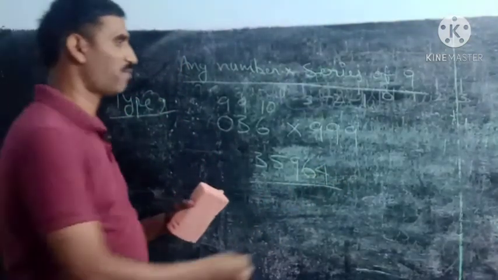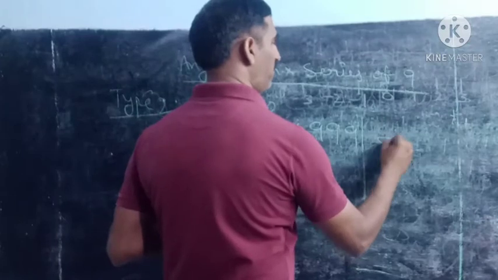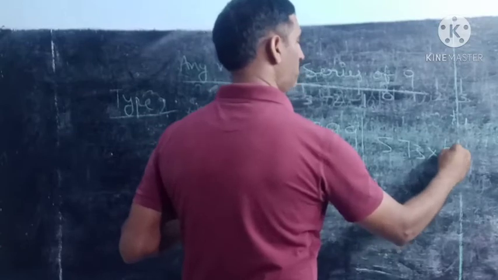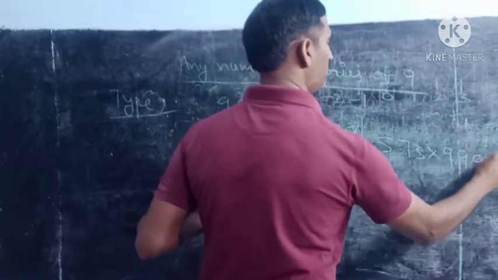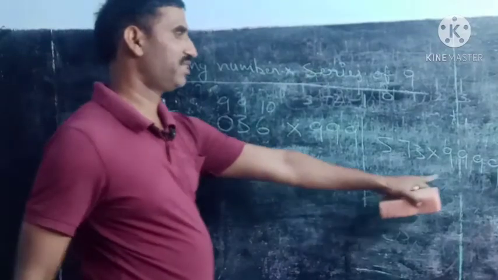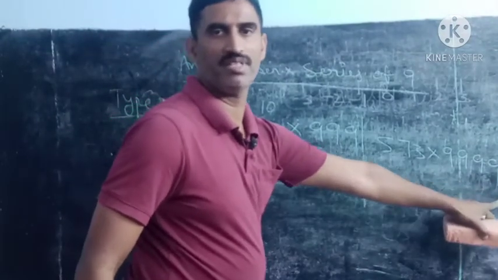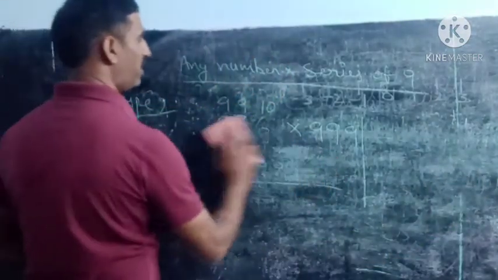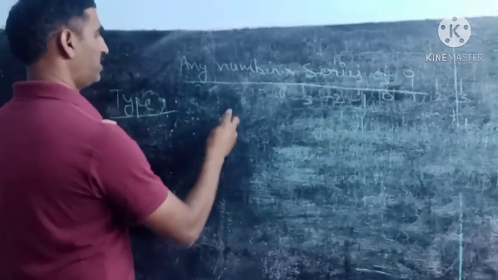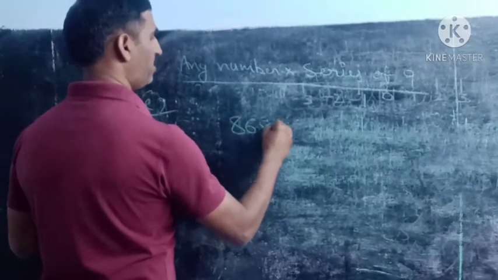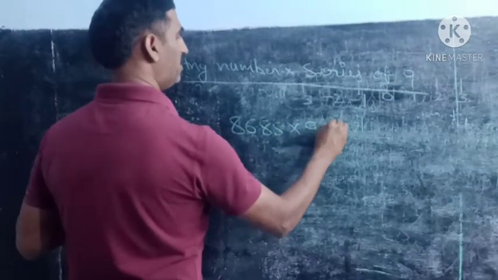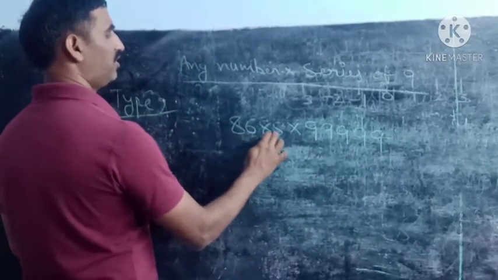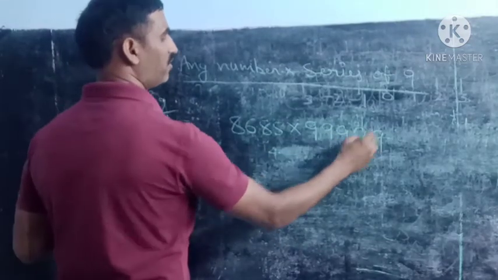One more problem I am going to tell. 573 into 4 nines. So here 3 digits will be there, here 4 nines will be there. Here not visible for both, I think. So here I will write one more problem. See, 8685 into 99999. 5 nines I have written. Here 1, 2, 3, 4 digits only. Here 1, 2, 3, 4, 5 digits.